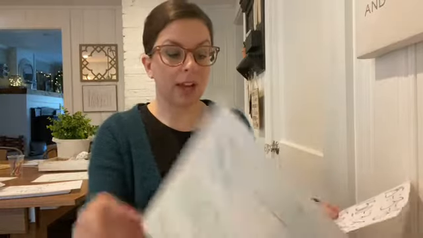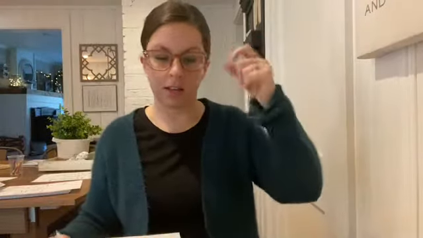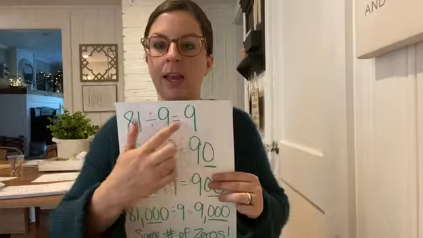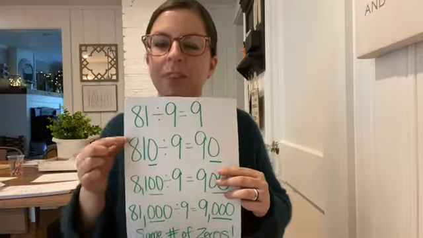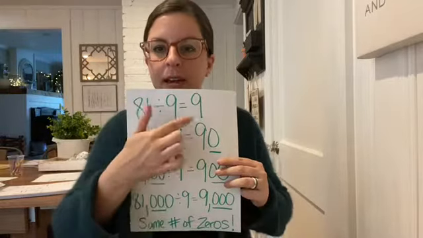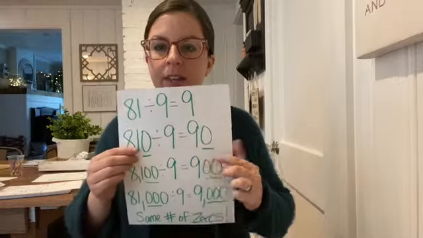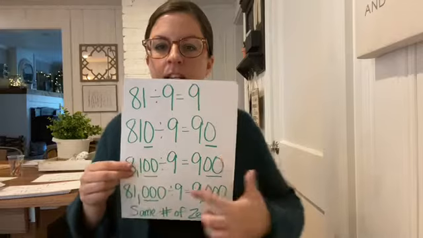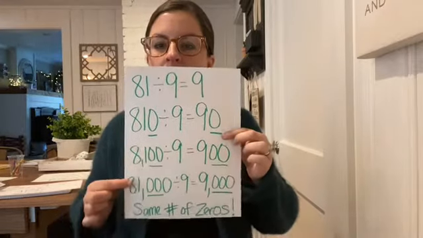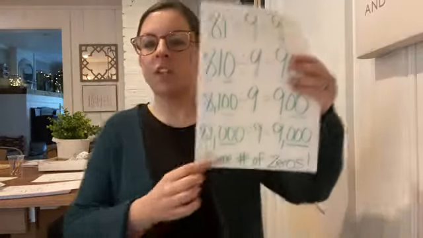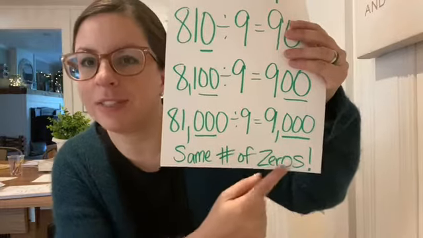All right, the next section says, now find each quotient without a calculator. We're still going to use our calculator brains. 18 divided by 9. Sorry, it's backwards right now for me. 81 divided by 9 equals 9. So if 81 divided by 9 equals 9, then 810 divided by 9 is going to be 90. And 8,100 divided by 9 is going to be 900. 81,000 divided by 9 is going to be 9,000. So this says the same number of zeros.